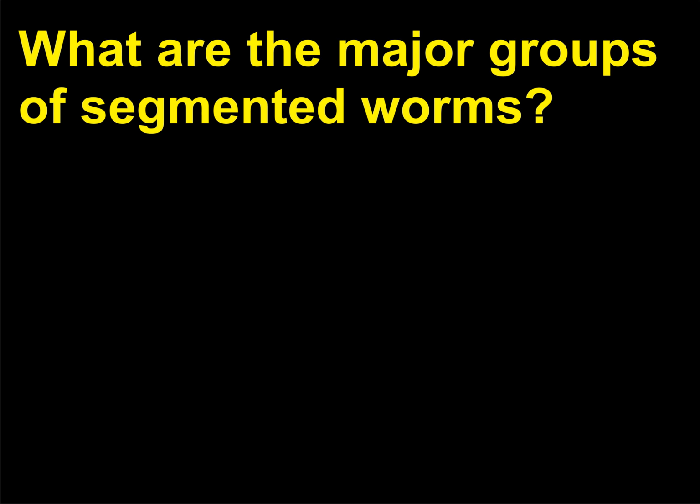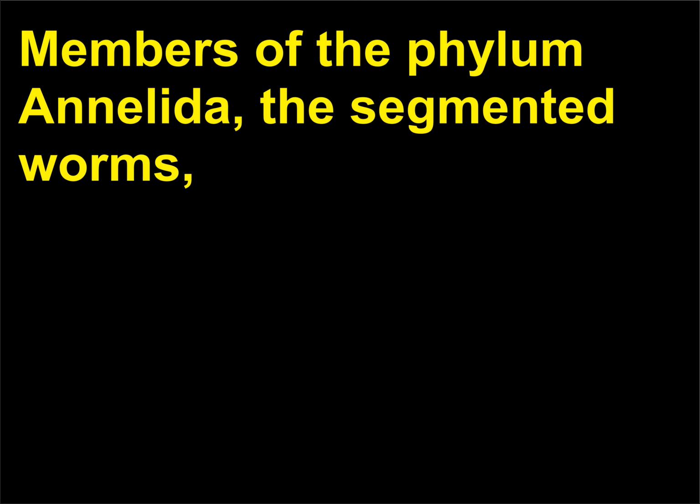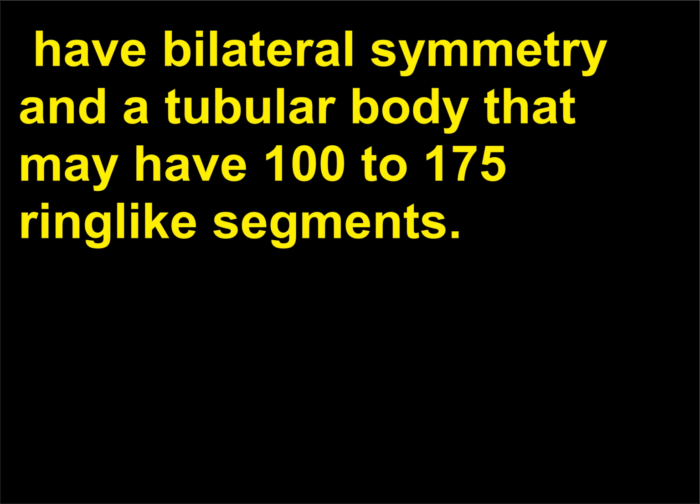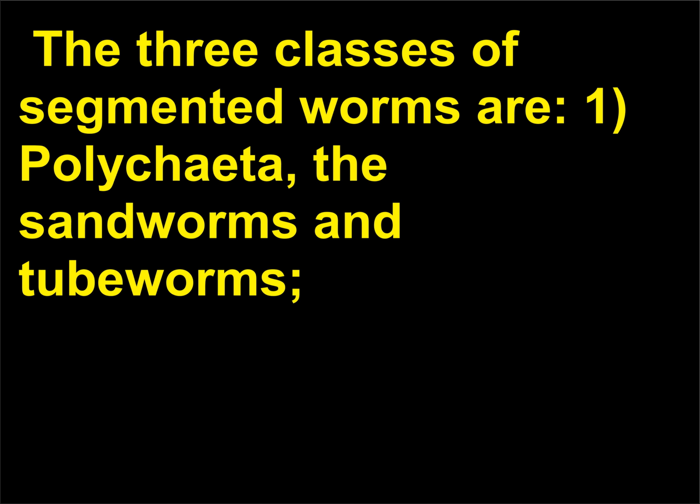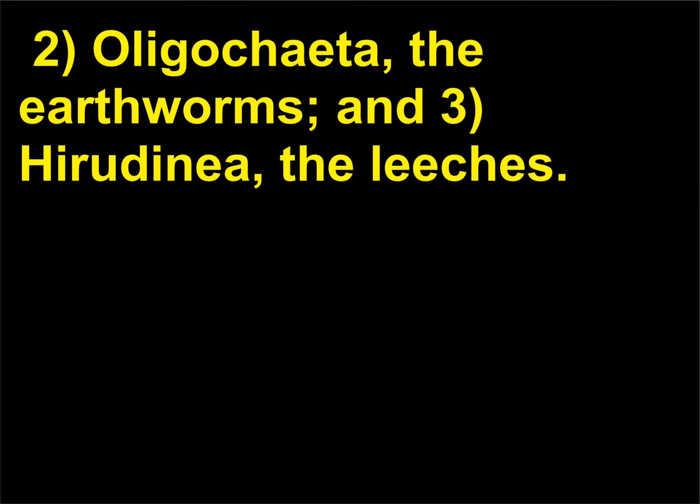What are the major groups of segmented worms? Members of the phylum Annelida, the segmented worms, have bilateral symmetry and a tubular body that may have 100 to 175 ring-like segments. The three classes of segmented worms are: 1. Polychaeta, the sandworms and tube worms. 2. Oligochaeta, the earthworms, and 3. Hirudinea, the leeches.